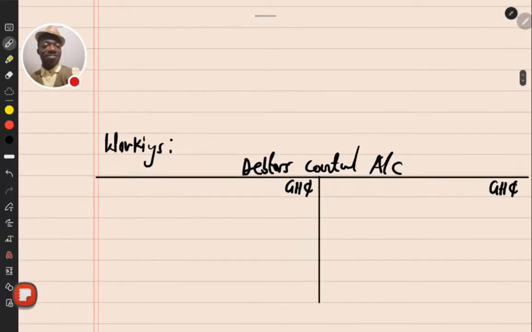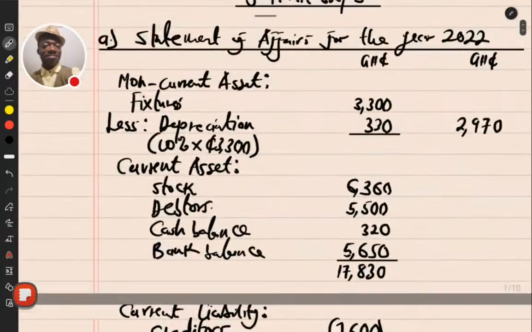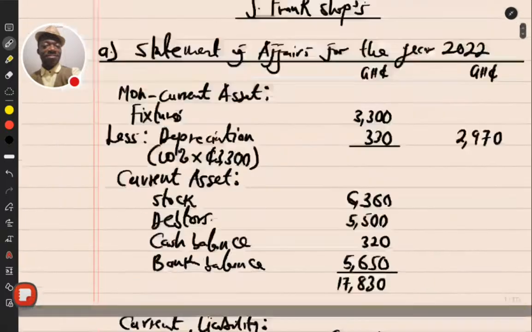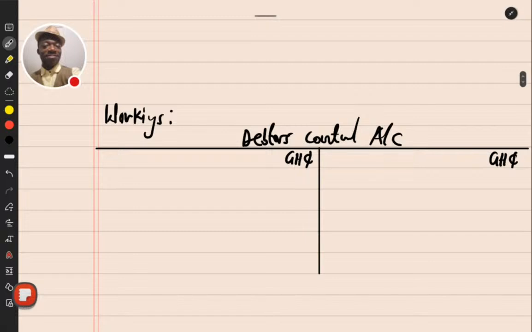So before we start the entry, we're supposed to know, was there any opening balance for debtors? Yes, for the year 2023, we have an opening balance for debtors of 5,500. So we present that here, 5,500, so that becomes the balance brought forward as 5,500.